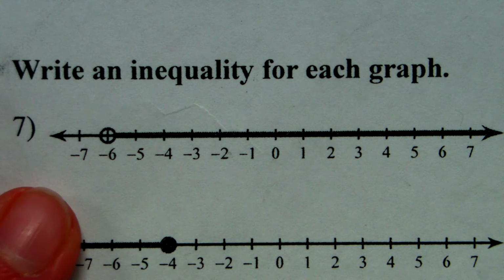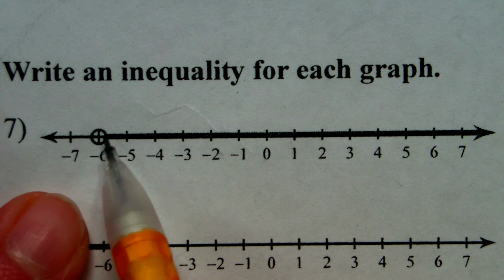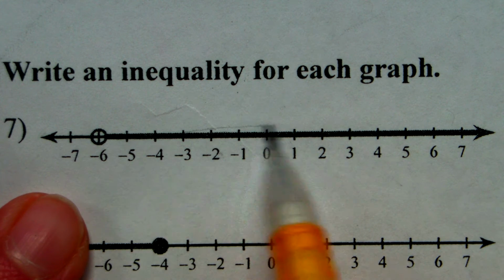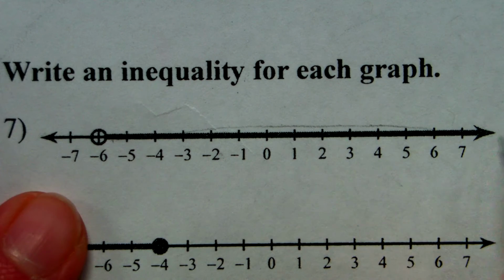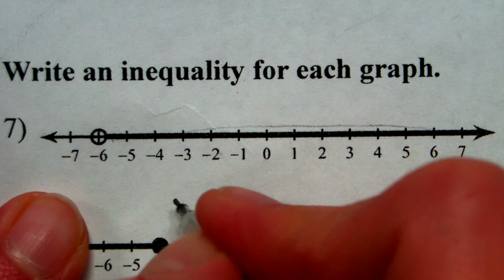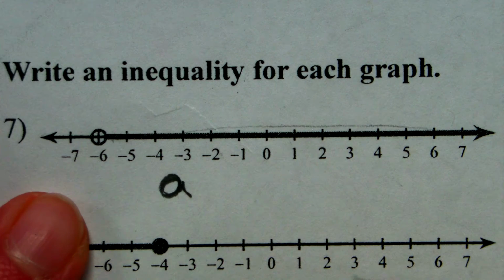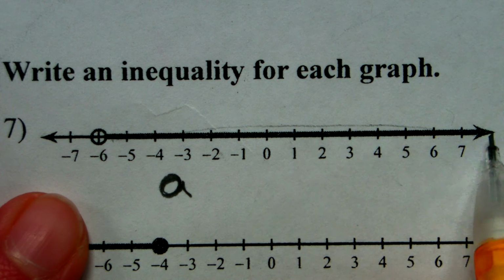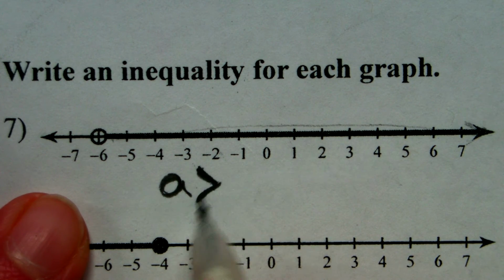Now the fun part of this is you get to pick whatever letter you want. So on number 7, we have a circle at -6, and then it's shaded, you can just barely tell, off to the right. So I'm going to pick A for Amanda. It doesn't have to be X. It could be any letter you want it to be. And it's going to the right. So this arrowhead's going this way. So my little symbol is going to go this way.